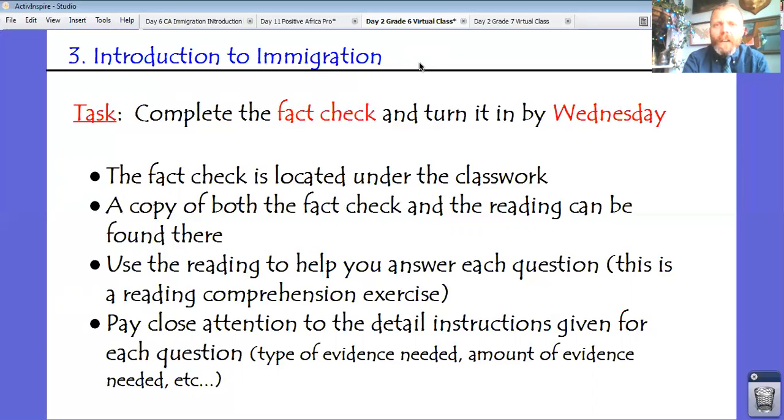Hold on while I figure out how to stop my screen share. There it is. Rory's sleeping right now. I'm not going to wake him up. And I think that's everything. We out.